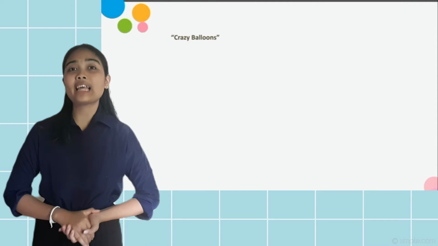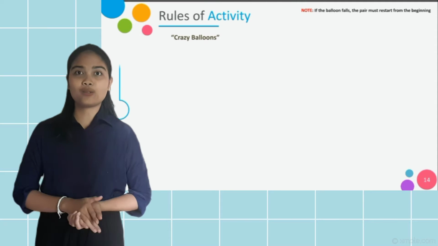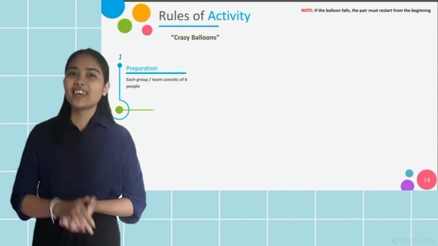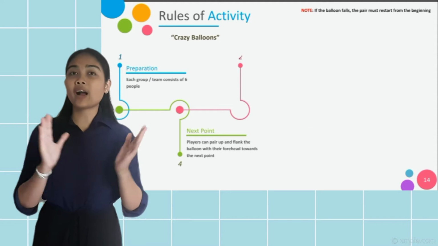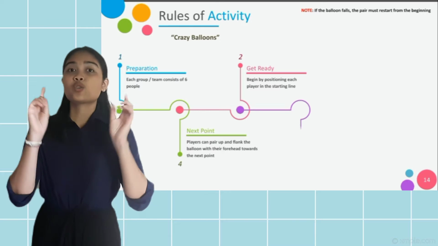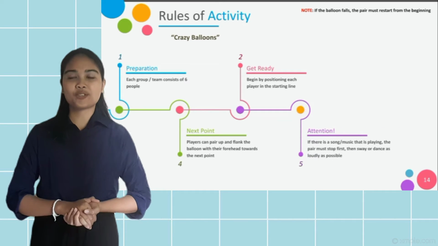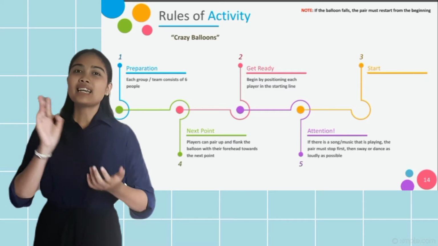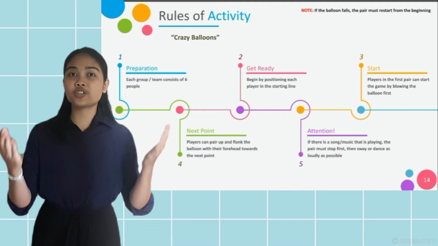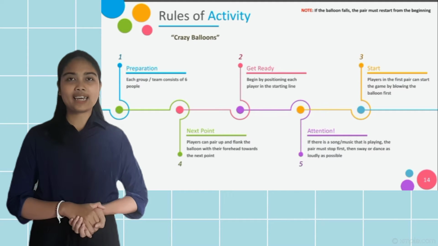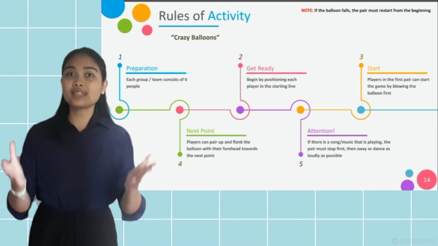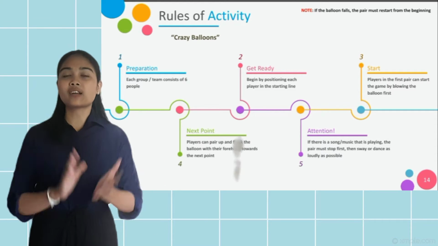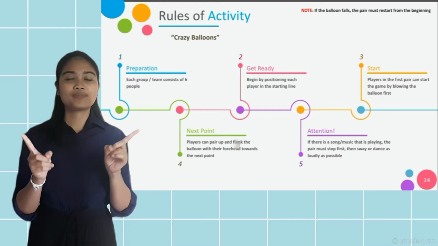Alright, now I will explain the rules of crazy balloons. First, each group will consist of 6 people, and the group members will pair up to reach the finish line. So it means there will be 3 pairs in each group. Second, the game will begin by positioning the participants at the starting line. Third, after the signal starts, the first pair can start the game by blowing the balloon.